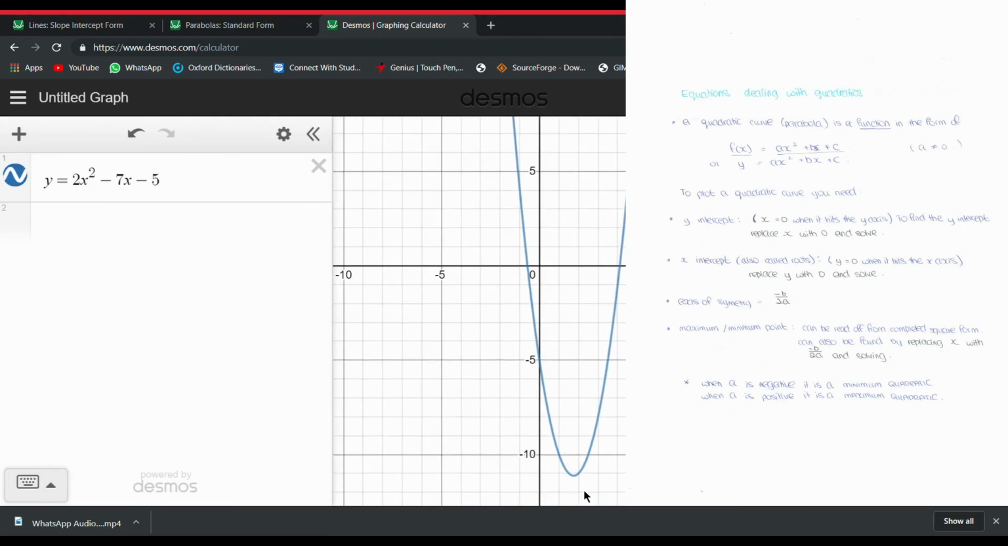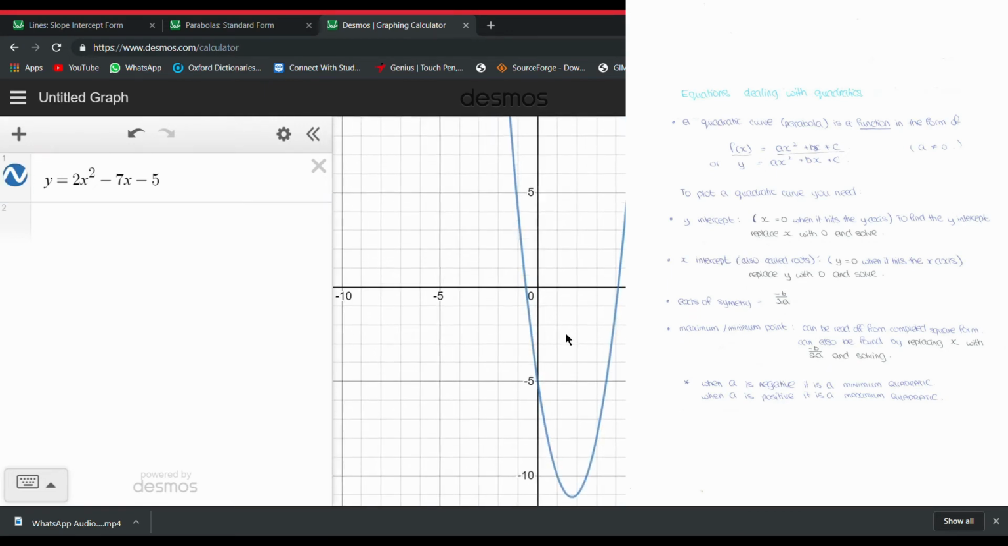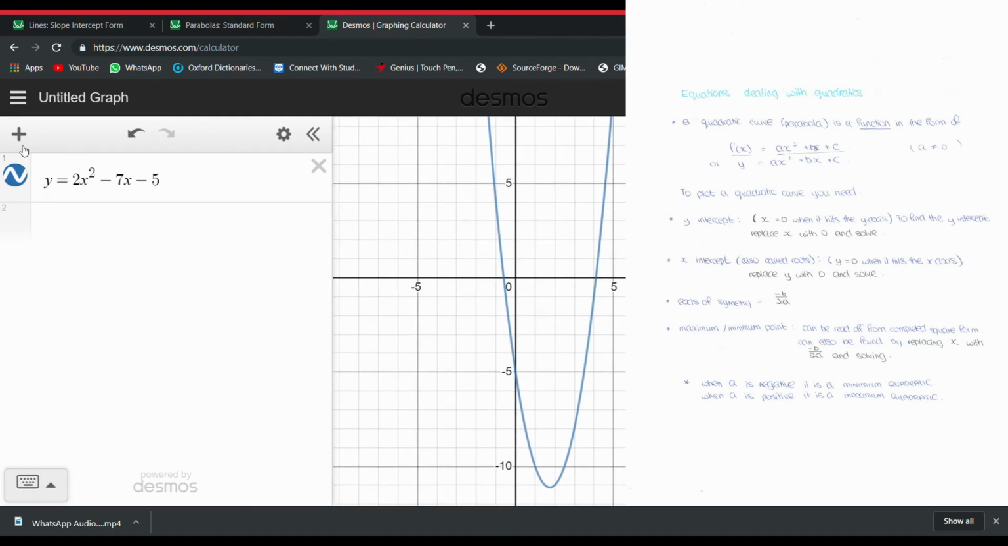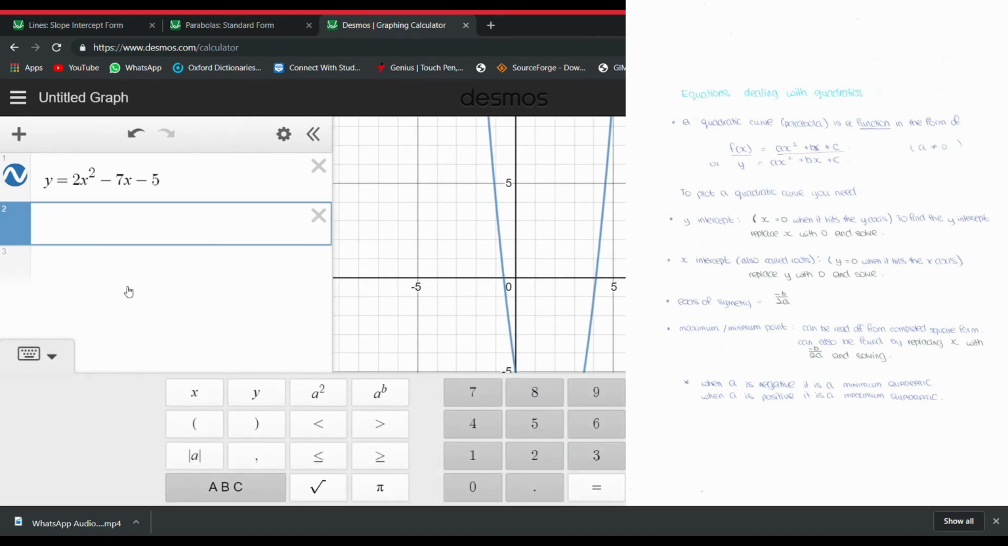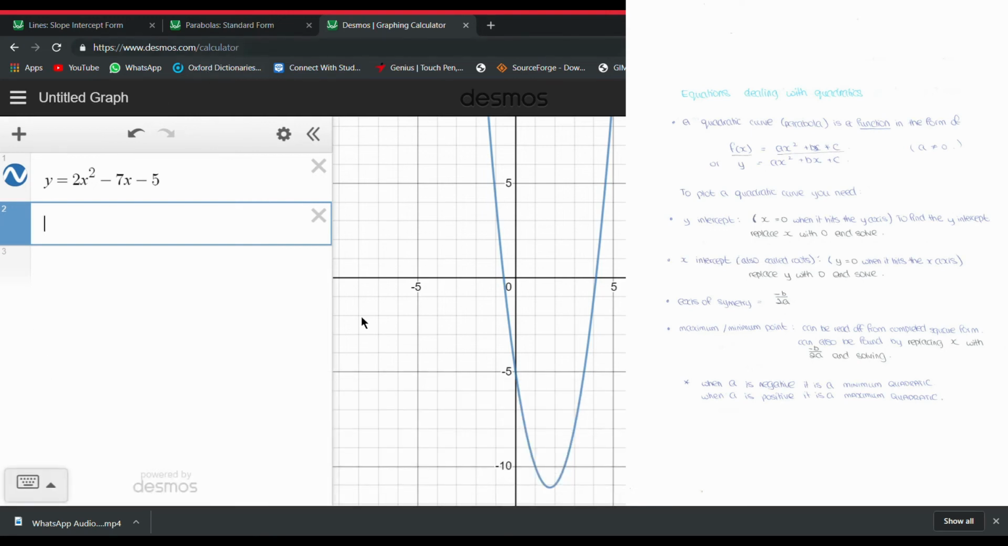And the last thing you need to know with this is your maximum or minimum point. And with that, you also have to know your axis of symmetry. Now, your axis of symmetry is like this line going through the middle here, where your curve turns. So it's like the mirror line, if that makes sense. And to find that, you use the equation minus b over 2a. So in this case, b is 7, so it's negative 7 over 2 by 2, which is 4. So that would be 7 over 4.